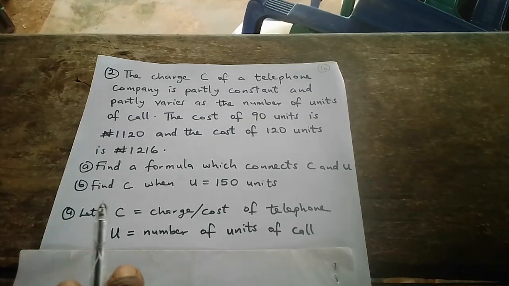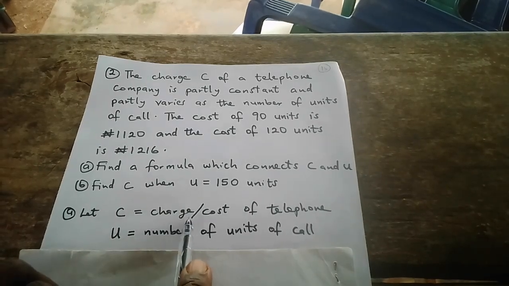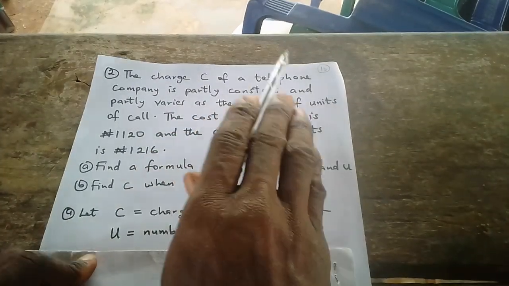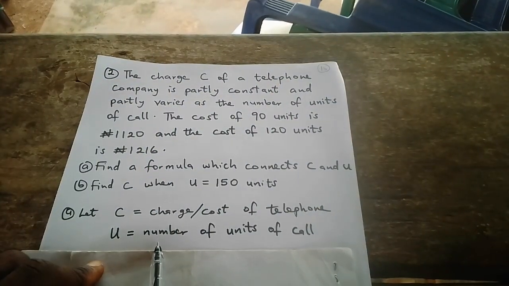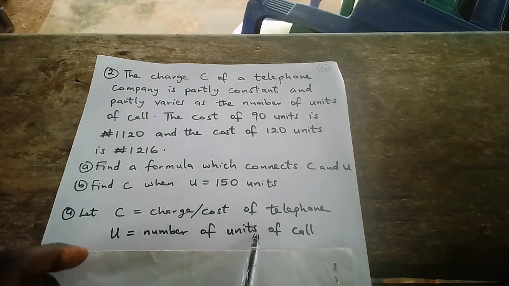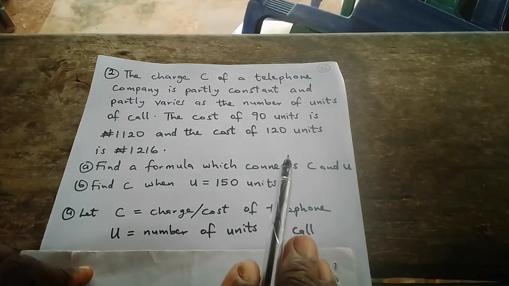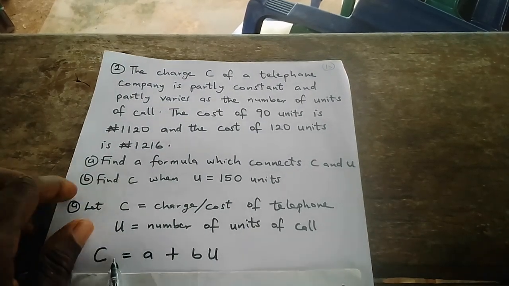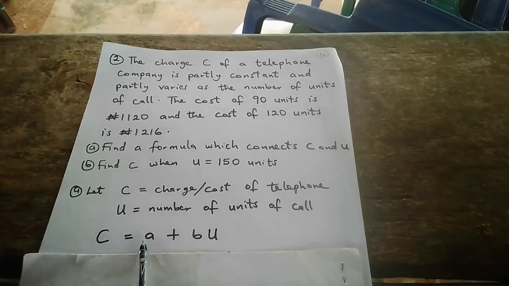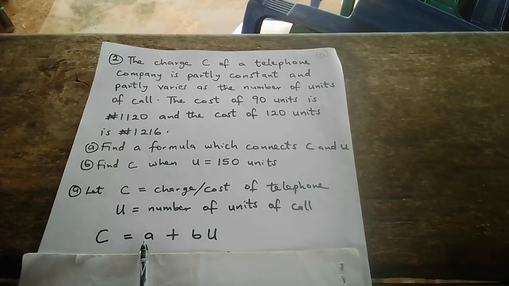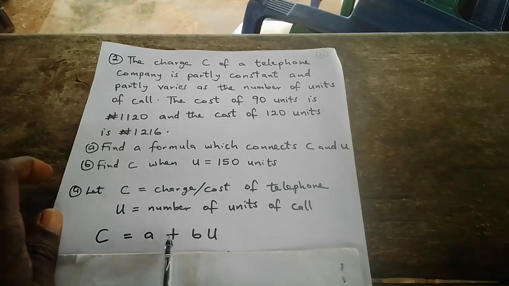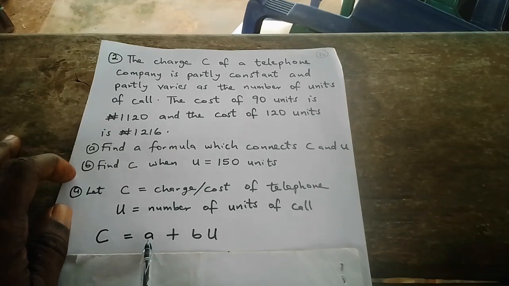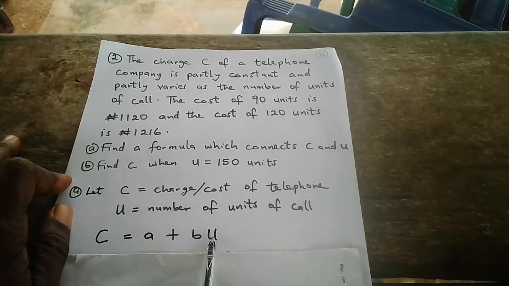Now, from the question, we are going to let C be equal to the charge or cost of the telephone. So we make C represent the charge or the cost of the telephone, and we use U to represent the number of units of call. So this question said the charge of a telephone company is partly constant. So that means you just say C is equal to, since we are talking of partial variation, the fixed constant we are using A to represent it, and the variable constant we are using B to represent it. So that means C is equal to A plus B times U.